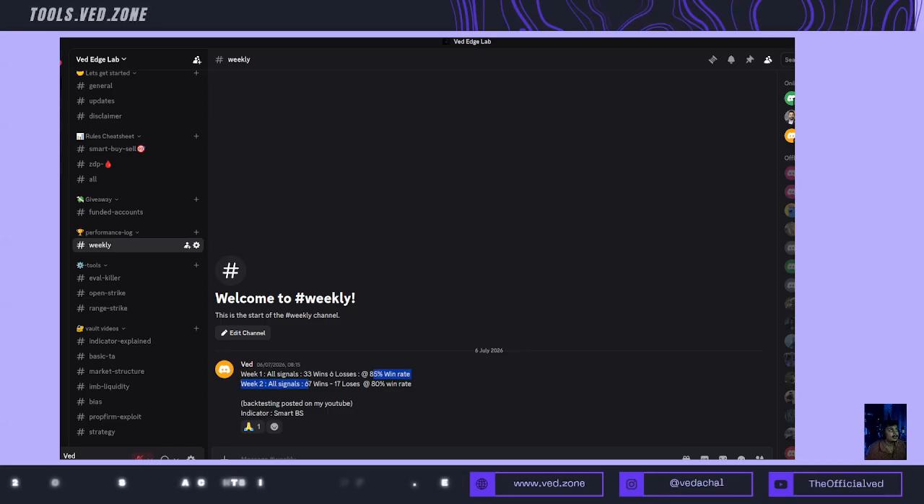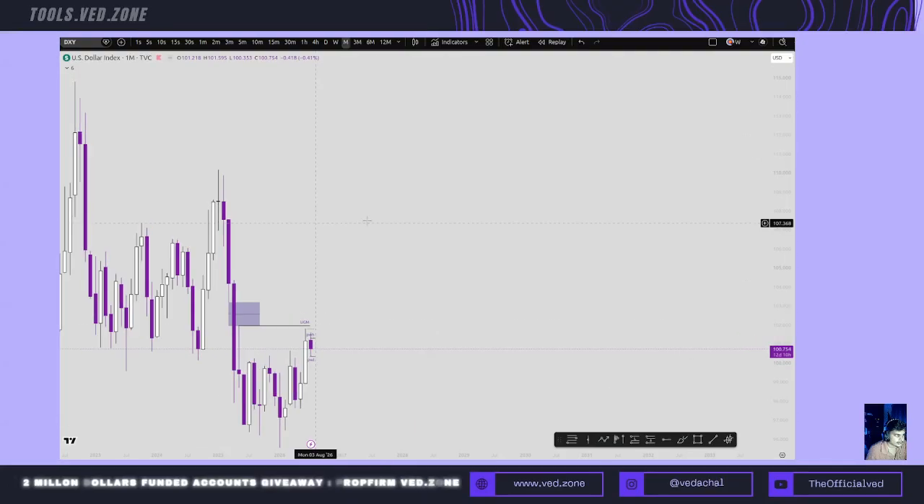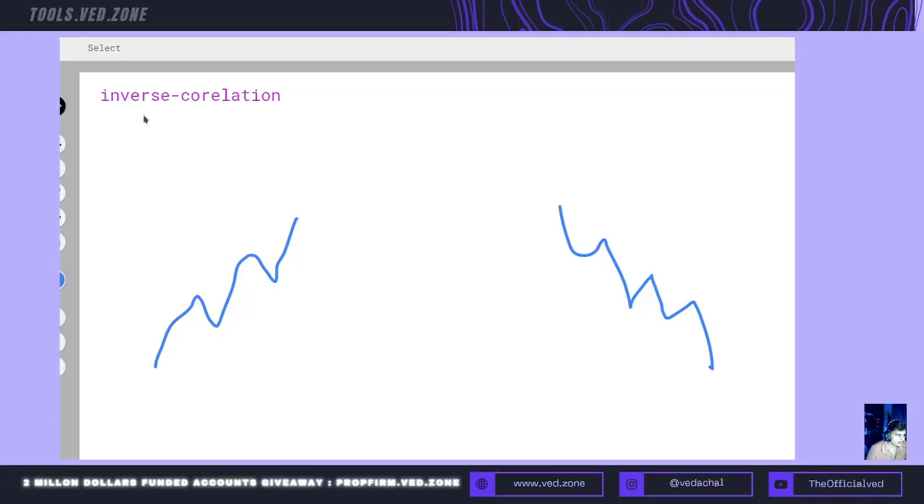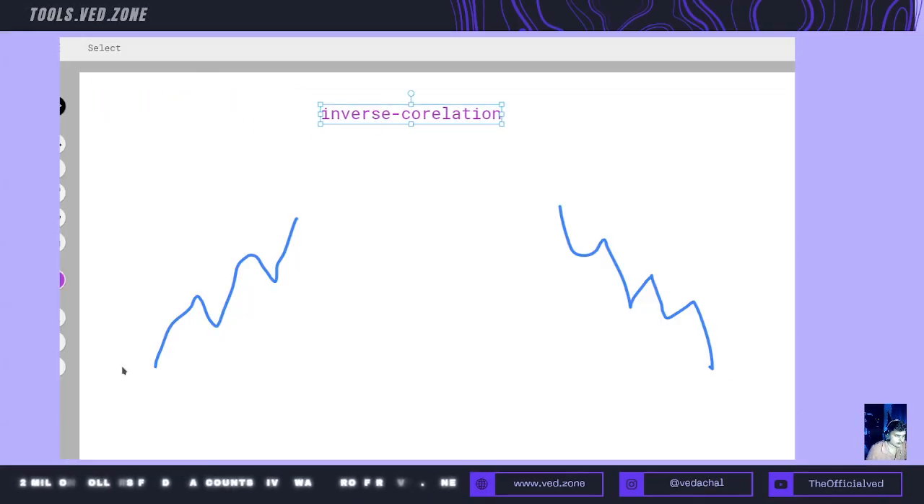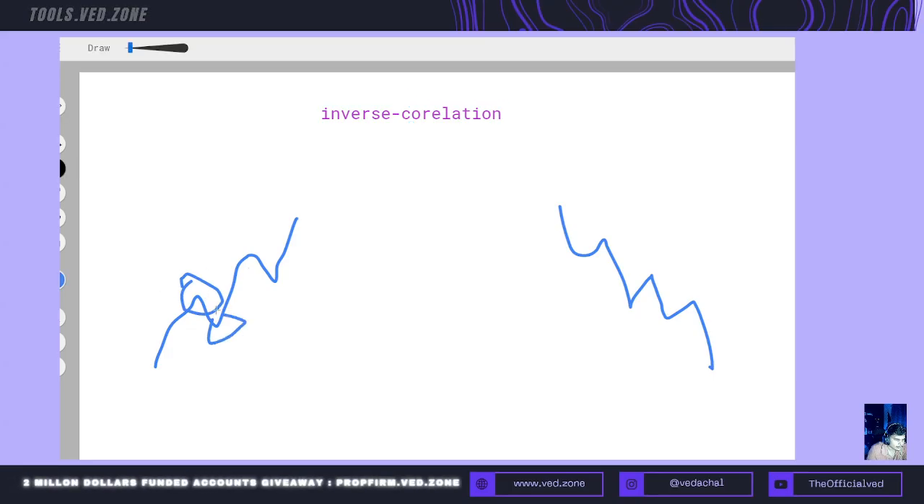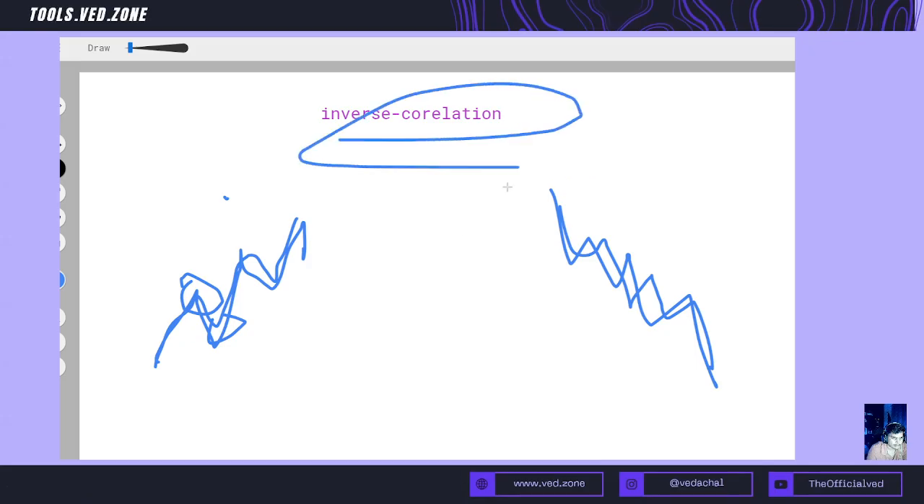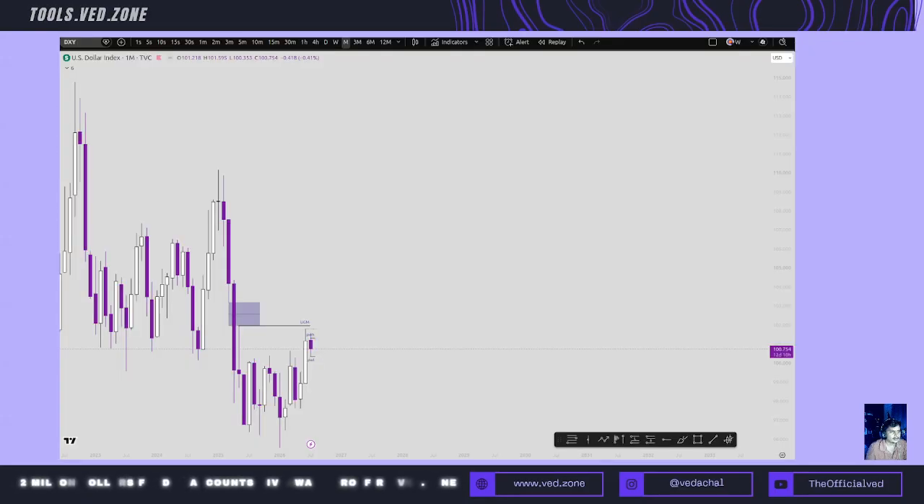But before that, let's look at how the weekly is performing, right? We start with the inverse correlation, so we look at how the DXY is performing. So we get a rough idea about bias regarding the other forex markets, right? For example, if the DXY is doing a bullish market structure, we expect other markets to go down. So this is known as inverse correlation. So let's start with DXY.